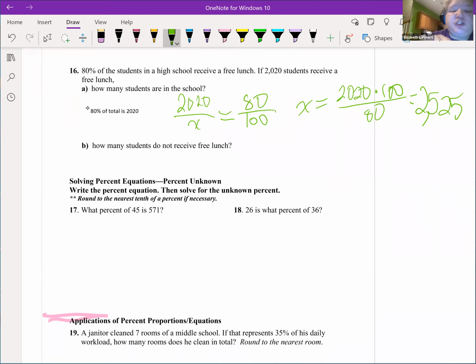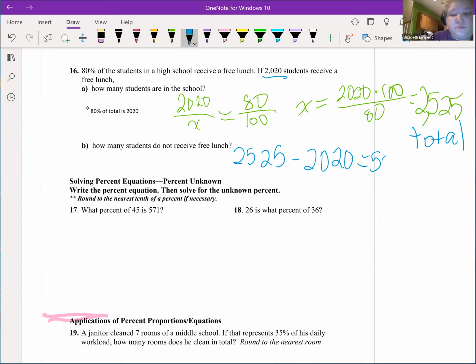And now, how many students do not receive free lunch? So this is my total. And they told me 2020 receive a free lunch. So don't overthink it. How many don't receive a free lunch? Subtract. Oh, sorry. 505. Forgot to subtract the 20. So 505 students do not receive free lunch. There we go. We just solved a word problem.